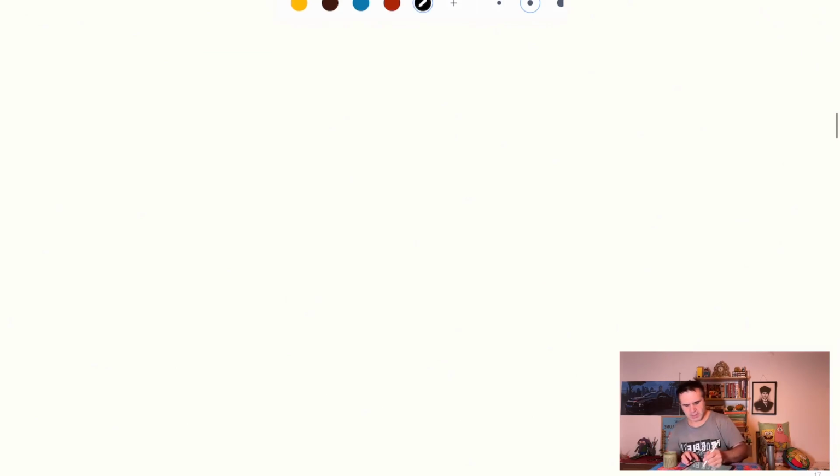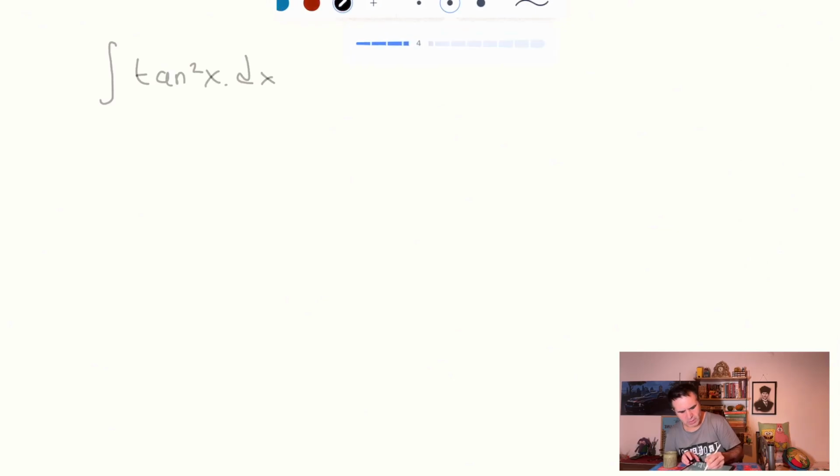First of all, let's write the integral again. Integral of tangent square of x dx. We know that tangent prime of x is equal to secant square of x.